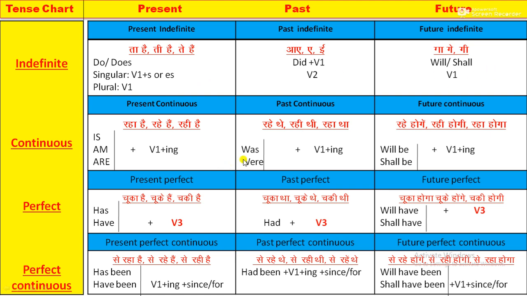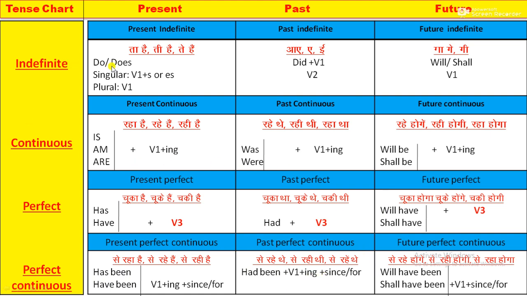He is playing football. He is singular, so he is playing football. He was playing football. He will be playing football. Then singular, he has played football. He had played football. He will have played football. He has been playing football. He had been playing football. He will have been playing football.